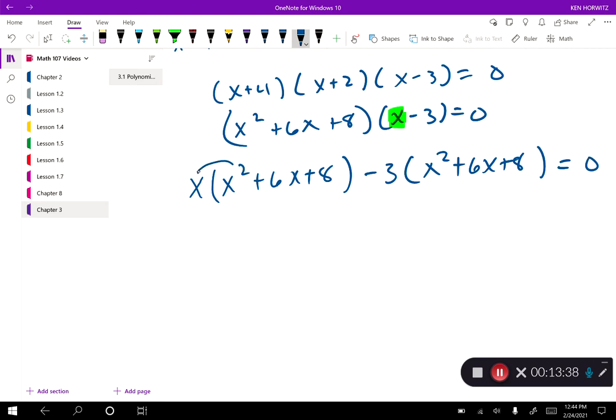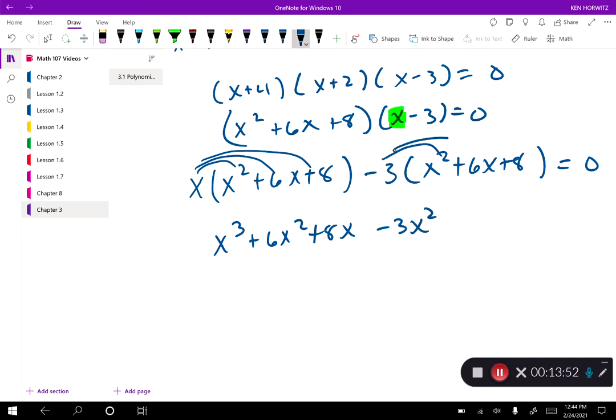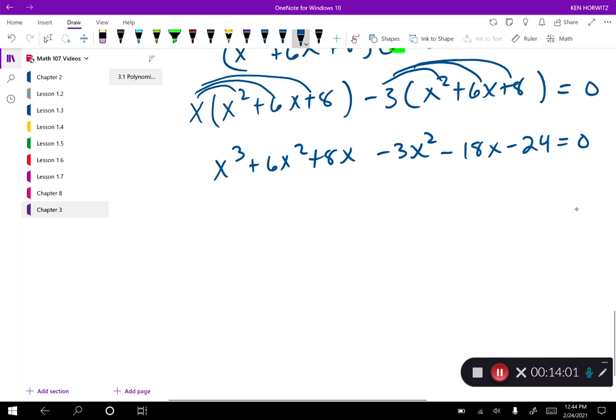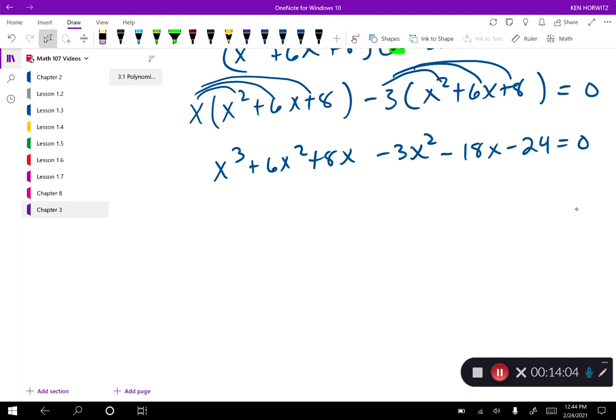So now let's do it. All right. But it's much easier to distribute one term than two terms. So I get x cubed plus 6x squared plus 8x minus 3x squared minus 18x minus 24 equals 0. Now, the last piece of this is we basically need to just get our like terms together. So I have an x cubed. It's the only one I have.